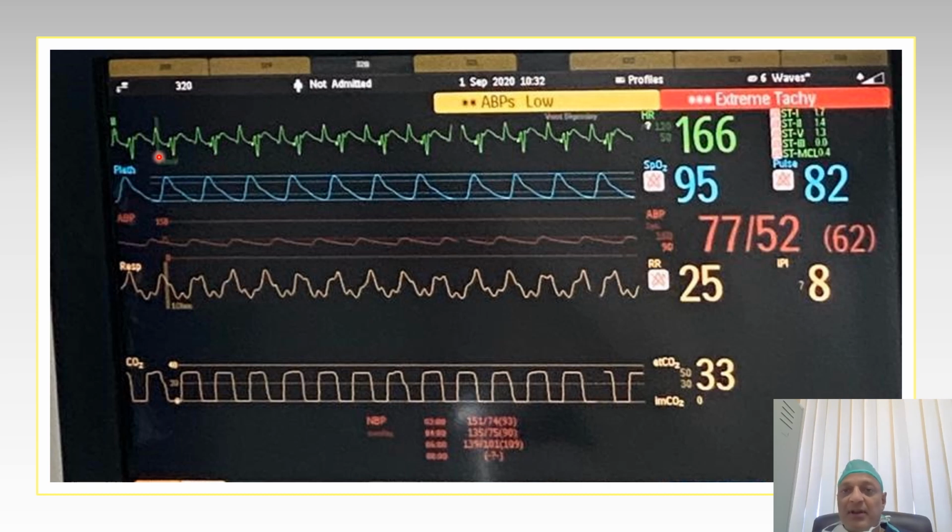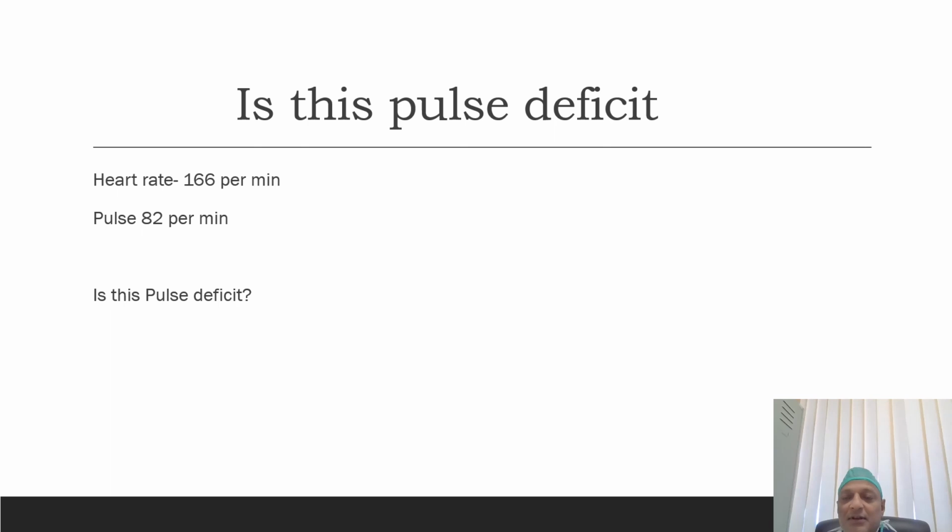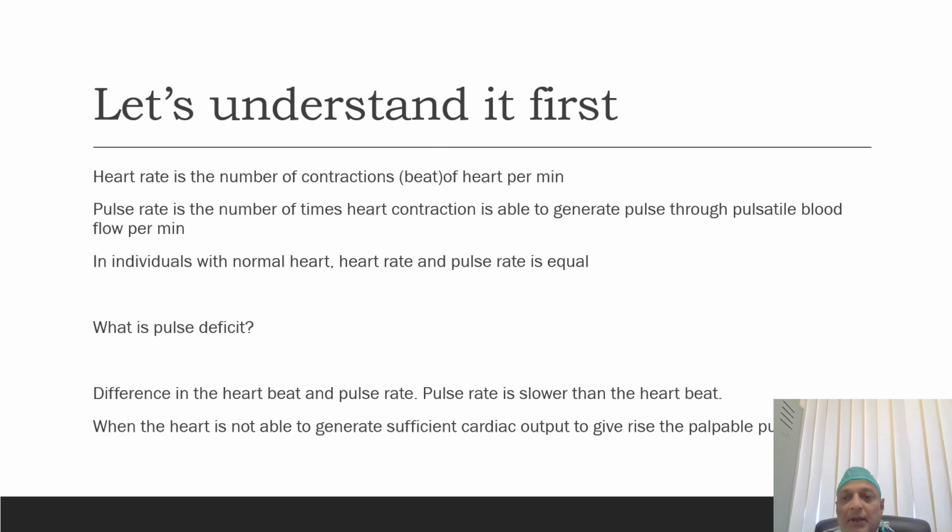So why is there a difference between heartbeat or heart rate and pulse rate? Is this pulse deficit in this patient? Since there is a difference between heart rate and the pulse rate, would you like to label it as a pulse deficit or not? So before going into further details, let's understand the basics first.